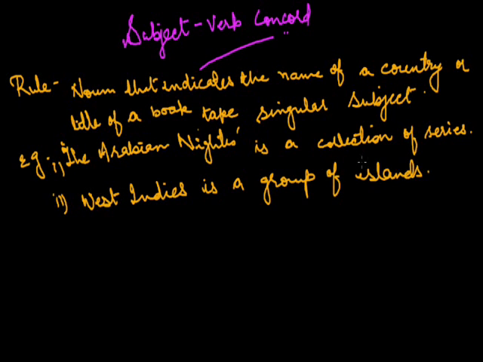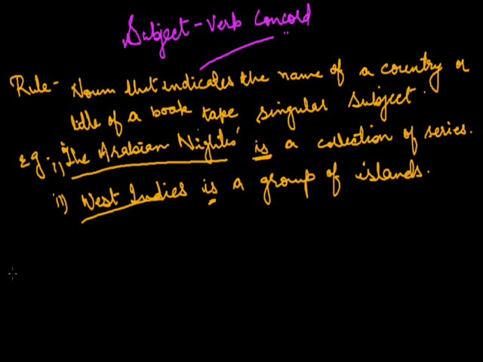Islands, right? So, what I told you, the rule says noun that indicates the name of a country or title of a book. So, it's a name of a country, it's a group of islands, and it's a title of a book. That's why singular verb will be used. This is called singular subject. That's why singular verb will be used for it.